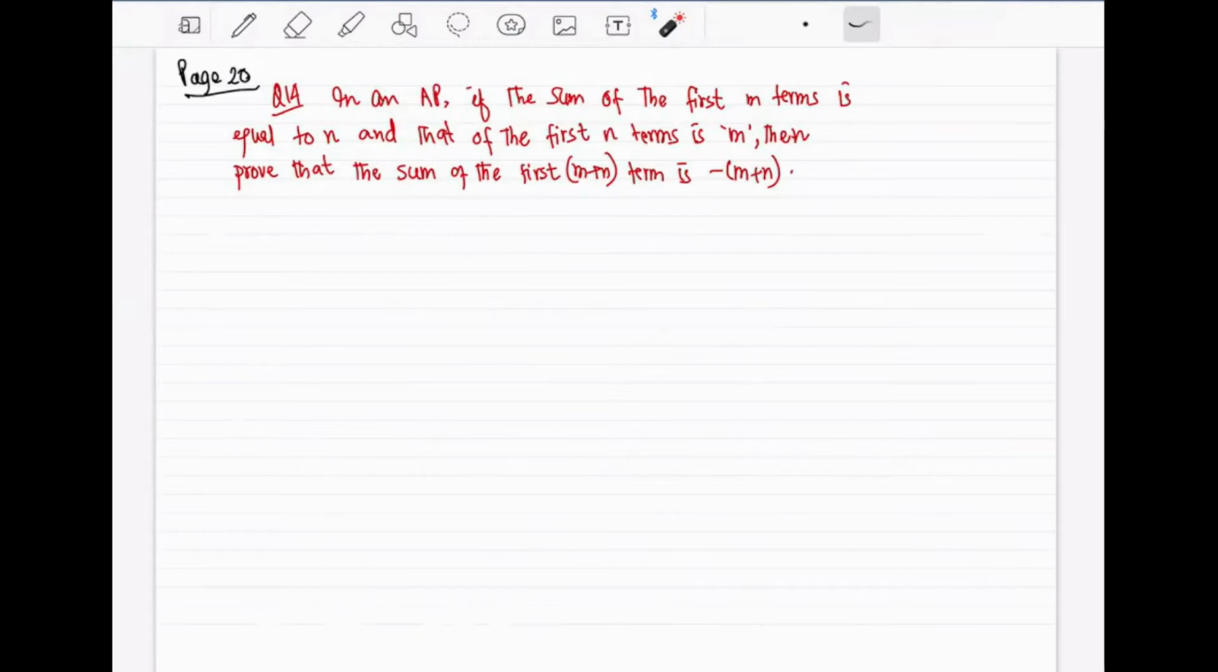So for this one, what is given is the sum of the first m terms. Sum of the first m terms, I'm denoting it as Sm. Sum of the first m terms is how much? It's equal to n. What more? That of the first n terms. That means the question is still saying sum, okay? Sum of the first n terms. Now it used to be m terms, now it comes into n terms is how much? m. So sum of the n terms is m. Okay, what is the meaning of sum of m terms, sum of n terms?